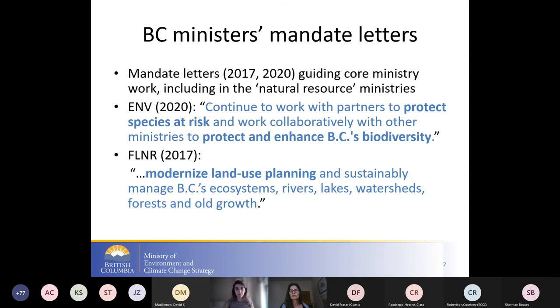These all provide some opportunities to use KBAs in a range of programs. For example, in the Minister of Environment's mandate letter for 2020, there's a bullet that says continue to work with partners to protect species at risk and work collaboratively with other ministries to protect and enhance BC's biodiversity. And then from the Ministry of Forest, Lands, Natural Resource Operations and Rural Development, the longest ministry names in the world, their mandate letter from 2017 had a bullet that said modernize land use planning and sustainably manage BC's ecosystems, etc.